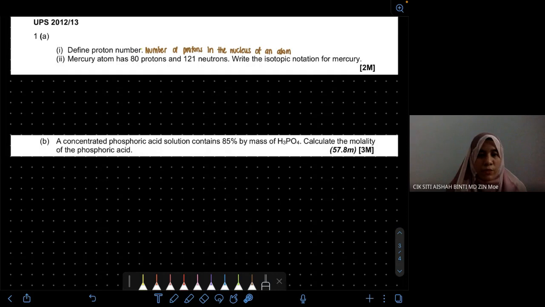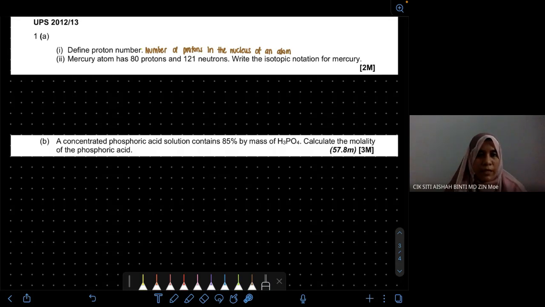Okay. So, the first one, 1A. Define proton number. Okay. So, kita semua macam tahu je proton number tu apa. Number of proton lah. Number proton yang memang ada dalam atom tu. Okay, pada definition itself: number of proton in the nucleus of an atom. So yang ini dia macam sengaja je nak uji kamu kan sebenarnya.